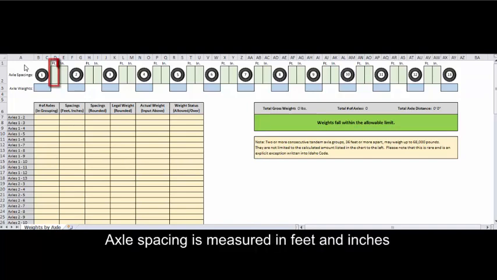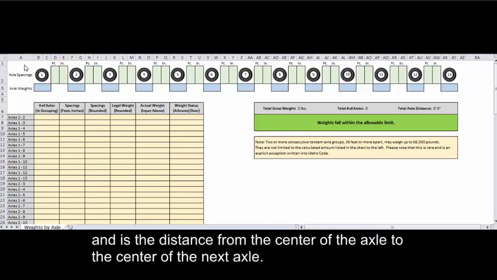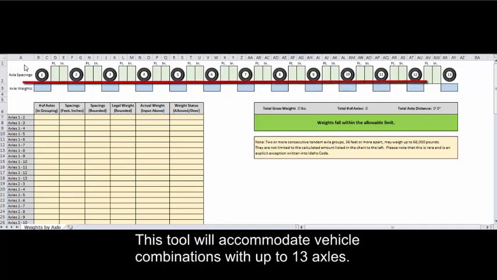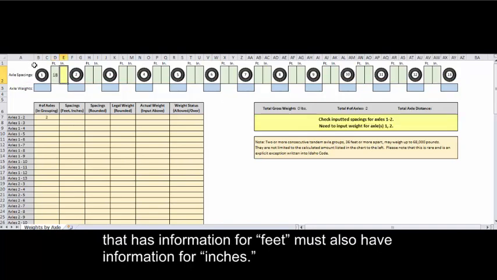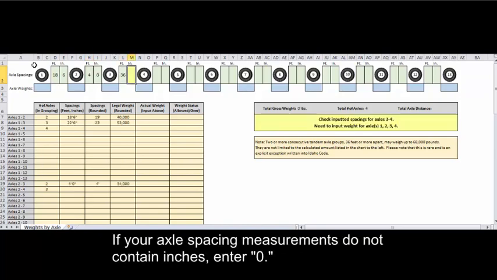To use the Legal Weights Calculator tool, enter your axle spacing information. Axle spacing is measured in feet and inches and is the distance from the center of the axle to the center of the next axle. This tool will accommodate vehicle combinations with up to 13 axles. When entering spacing information in the tool, please keep in mind that any section that has information for feet must also have information for inches.